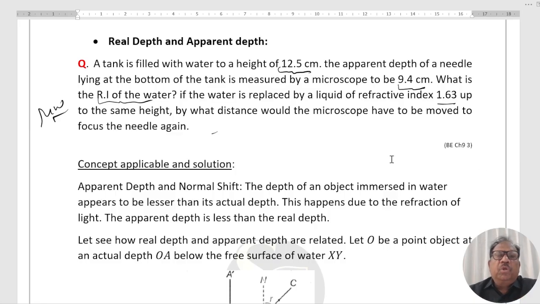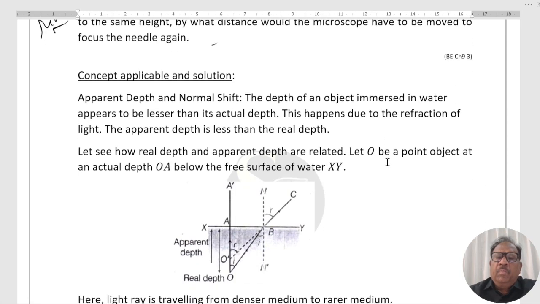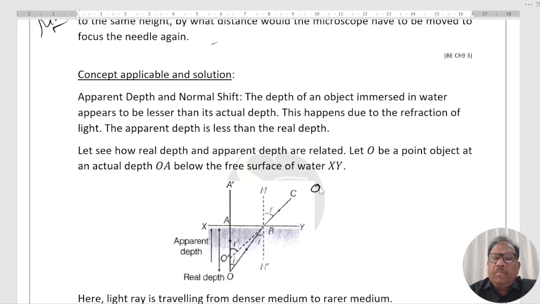In this session, we are going to discuss real depth and apparent depth. Apparent depth and normal shift: the depth of an object immersed in water appears to be lesser than its actual depth. This happens due to the refraction of light. Here is the observer, here is the object. The object is in the denser medium, the observer is in the rarer medium.